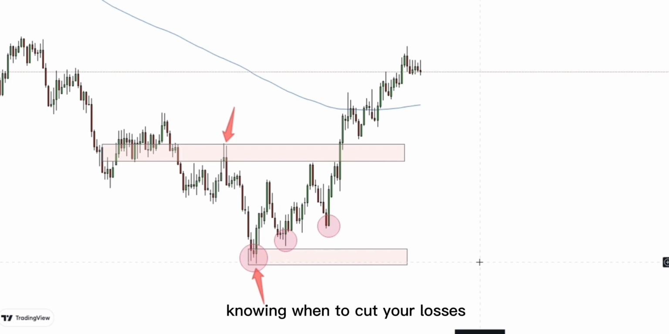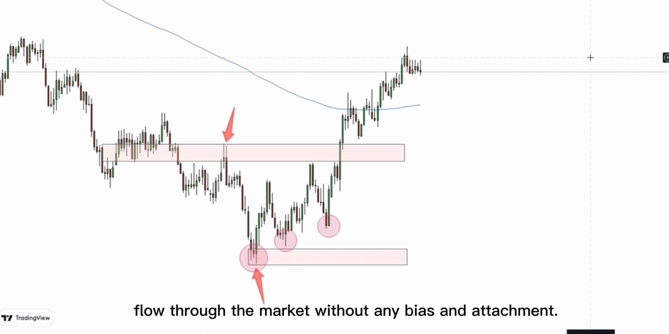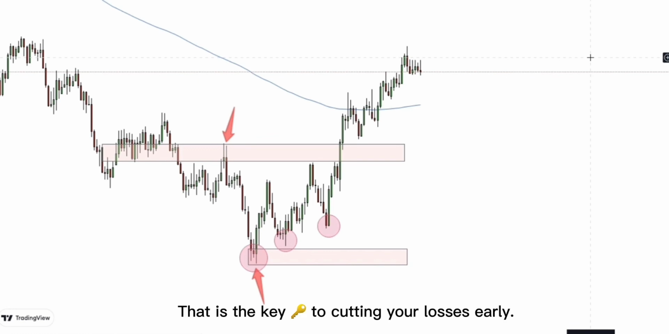Knowing when to cut your losses as soon as you're proven wrong, when price breaks major key levels, lower highs, or higher lows. These technical patterns seem extremely simple, but these are the best and strongest cues to exit a losing trade early and when to enter a trade. And having the ability to mentally flow through the market without any bias and attachment. That is the key to cutting your losses early.